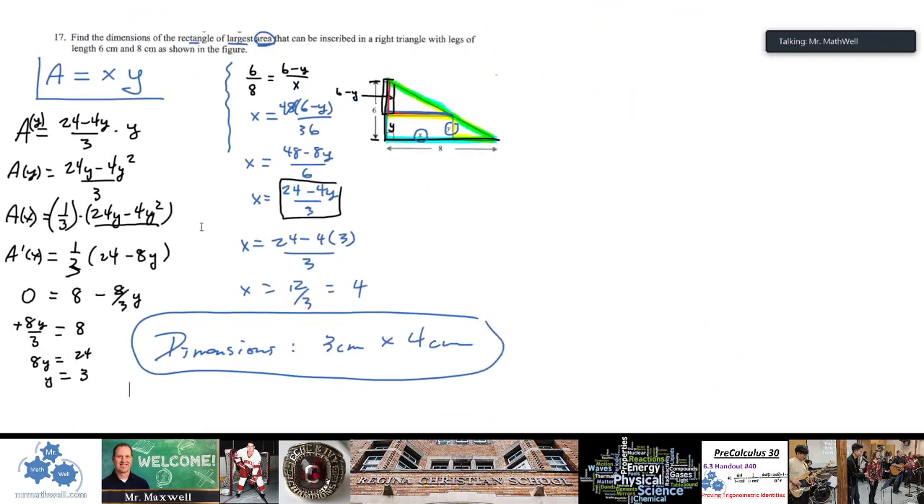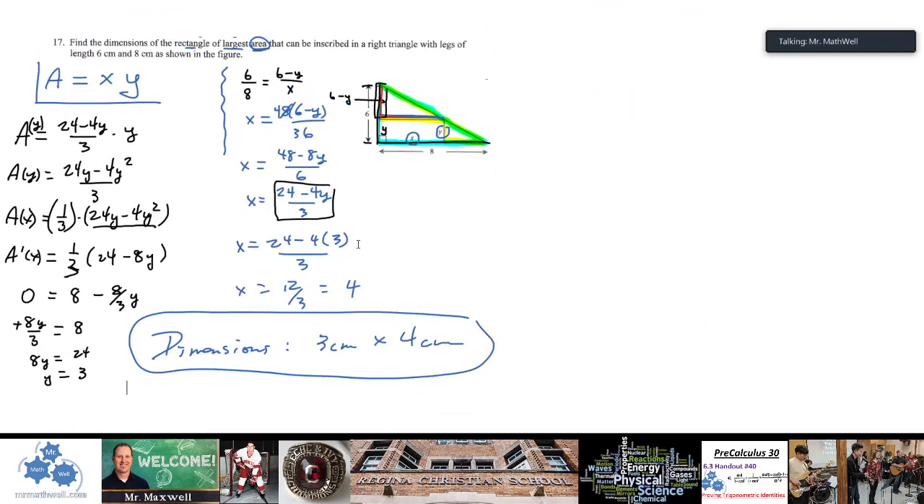Okay, I'll just shrink that down maybe so you can see the whole question there. Anybody have any questions about that? And did you get 3 by 4? Anybody get 3 by 4? Yeah? Maybe? Okay. Some of you are still working on it? Okay, so that's number 17 on your optimization assignment there.